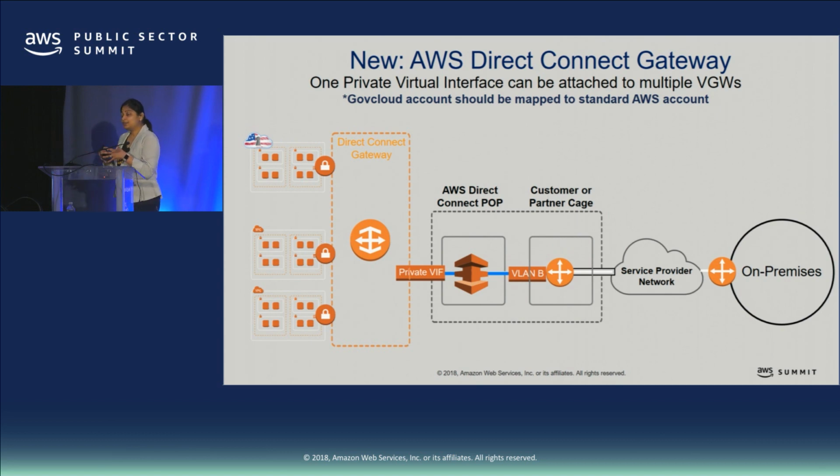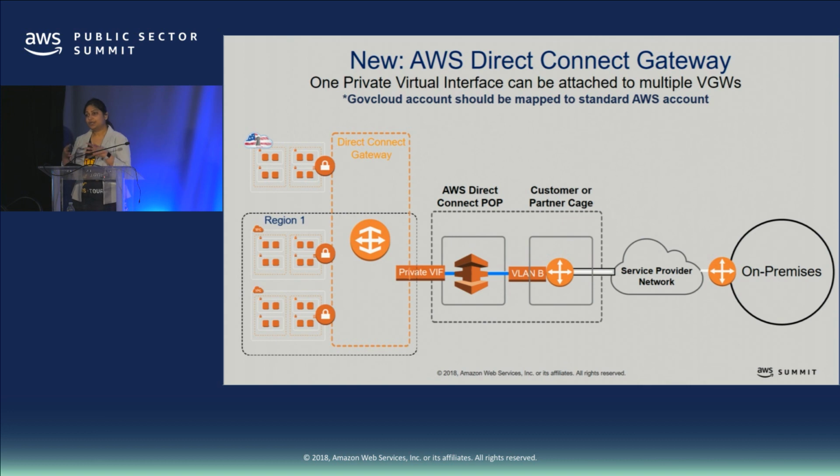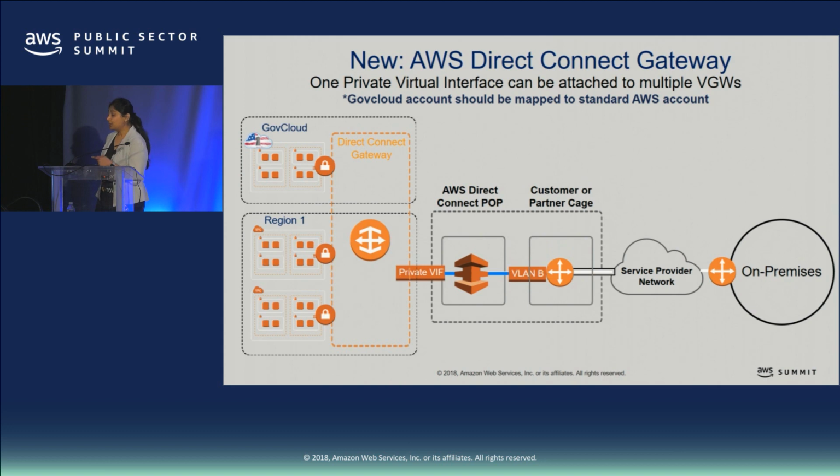Direct Connect Gateway works with private virtual interfaces, and you can attach multiple private virtual interfaces to a single Direct Connect gateway. So what that means is, if you have an existing Direct Connect connection, you can set up a Direct Connect gateway, attach the private virtual interface, and connect back to your GovCloud region. But for this to work in GovCloud, the only requirement is that the GovCloud account should be mapped to the standard account that has your Direct Connect connection.